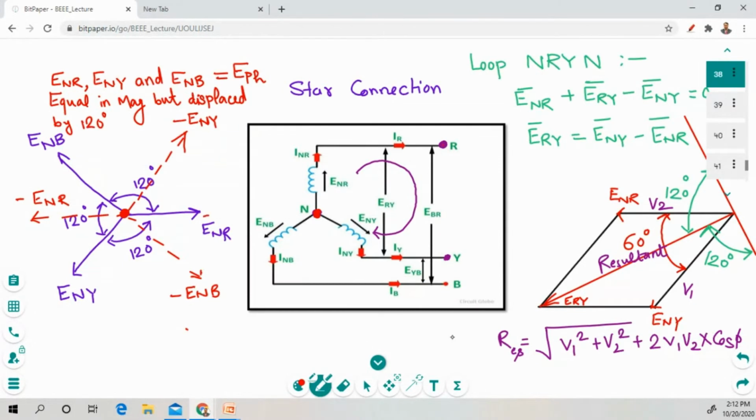First phase is E and R. So where is E and R? This is E and R. The second phase is E and B, and the third phase is E and Y. Clear? So what is the phase difference between two phases?